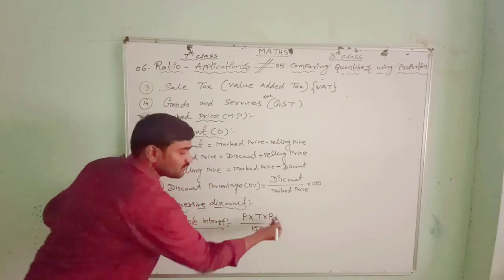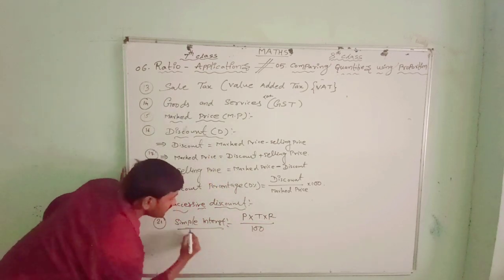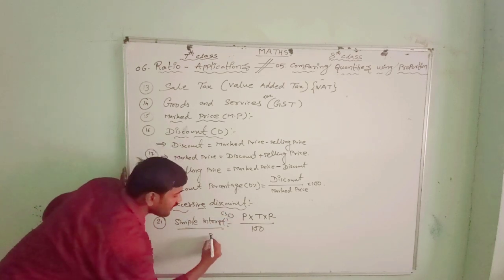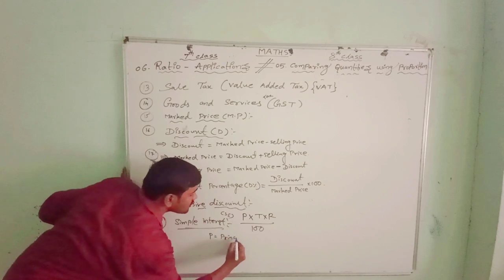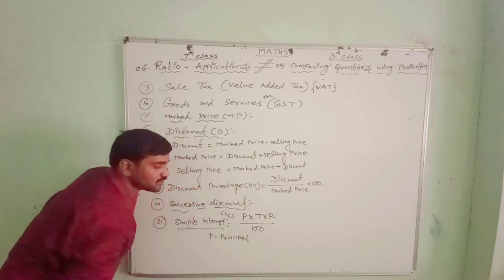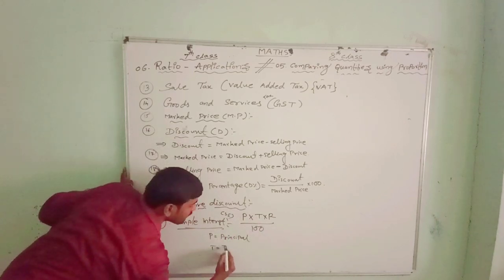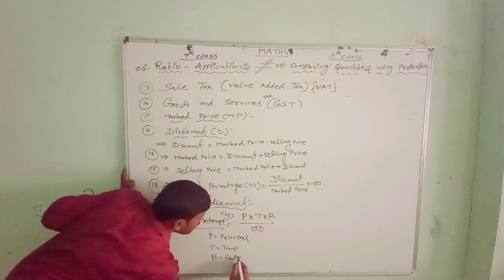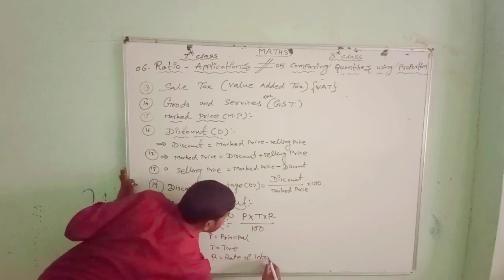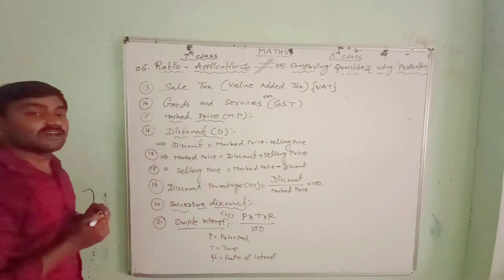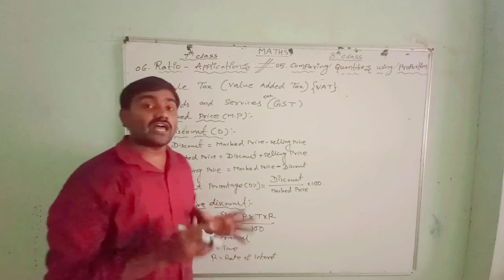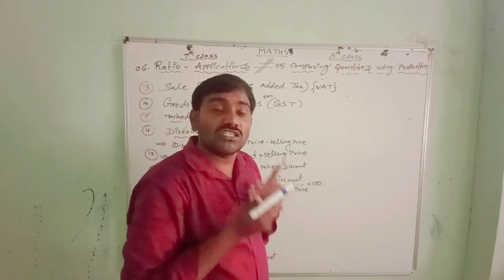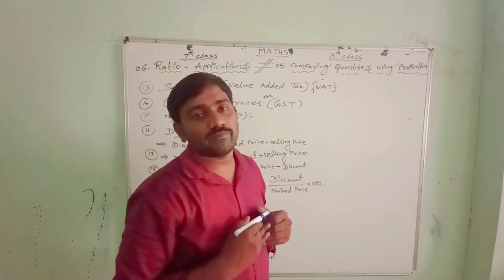What is P? What is T? What is R, sir? Let me tell you. Simple interest we will write as SI. P equals principal amount. T in the sense time. R in the sense rate of interest. P in the sense principal, the amount which we have taken. The original amount is known as the principal amount.